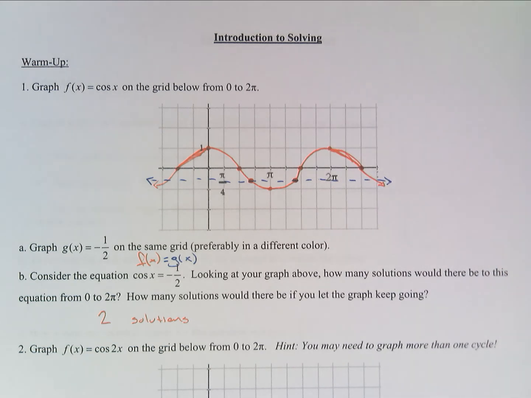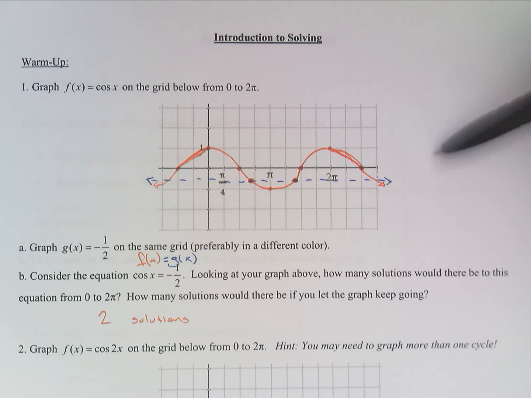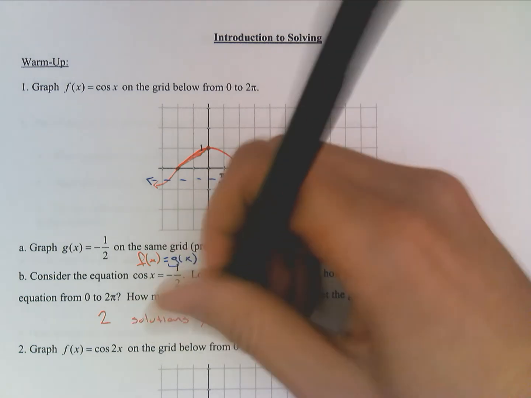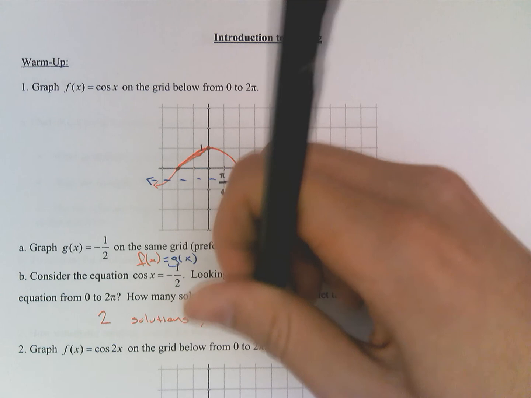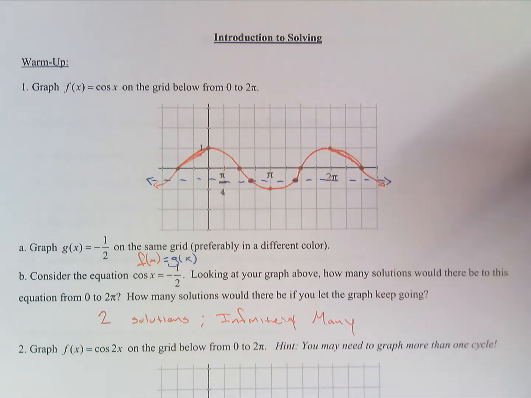Now, how many solutions would there be if we let the graph keep going? Well, this has arrowheads. This is a periodic function. It oscillates up and down for all of infinity. It keeps on going over and over and over. So how many intersections would there be? There would be infinitely many. g of x also has a domain of all real numbers.